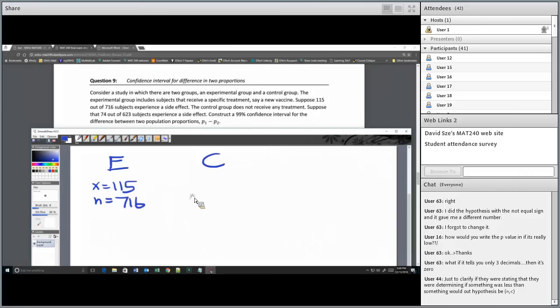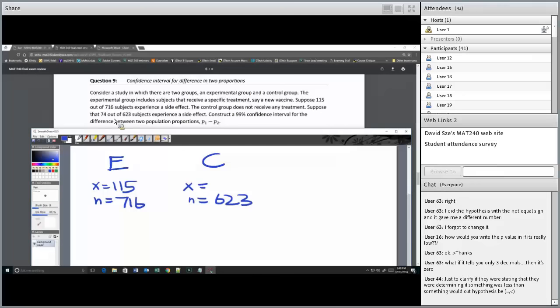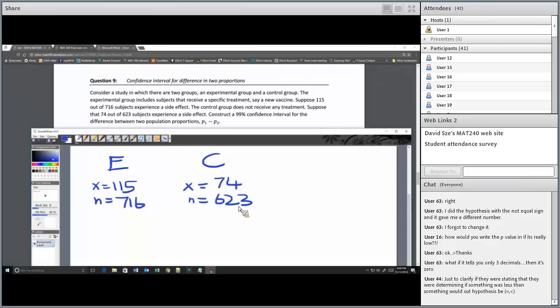In the control group, you have 623 subjects, out of which 74 experience a side effect. So 74 out of 623. The question is, you have to find these p, the proportion, the first proportion, second proportion. You have to find these proportions and then find the confidence interval for the difference between them. So this is the problem statement.